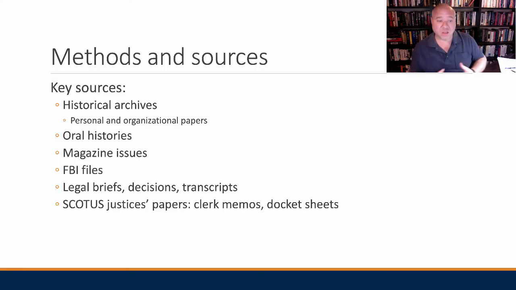So I'm using historical archives, oral histories, magazine issues, FBI files, legal briefs, decisions, and transcripts. I've reviewed the personal papers of several Supreme Court justices who've died and now have left their papers open at the Library of Congress and at the Supreme Court in Washington. And so this is an ongoing project, but another example of my legal history methodologies in my research.